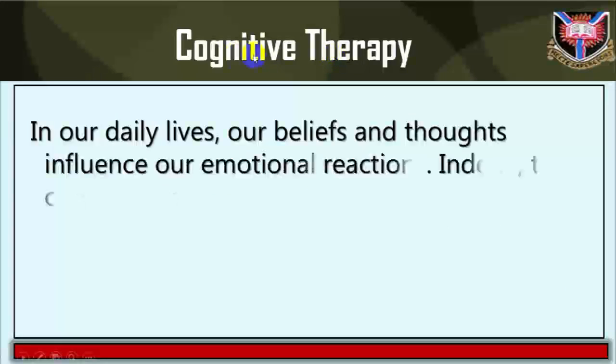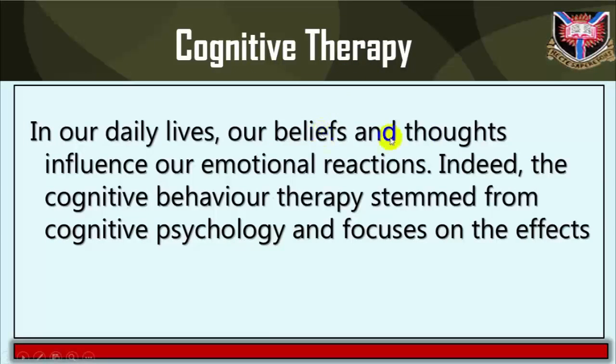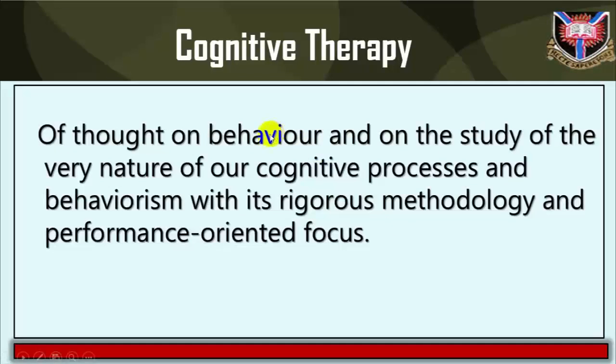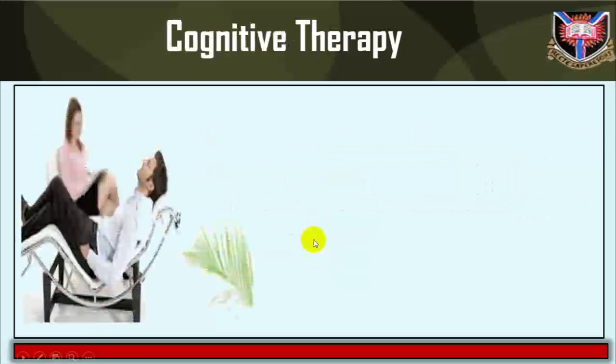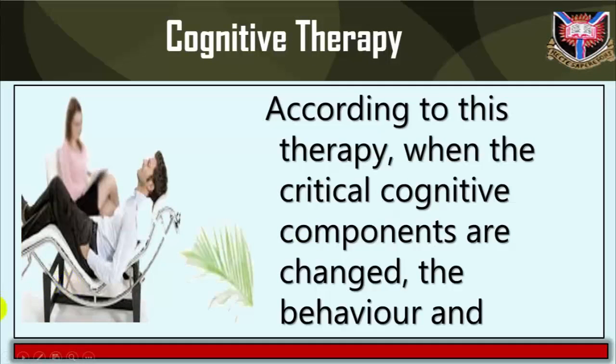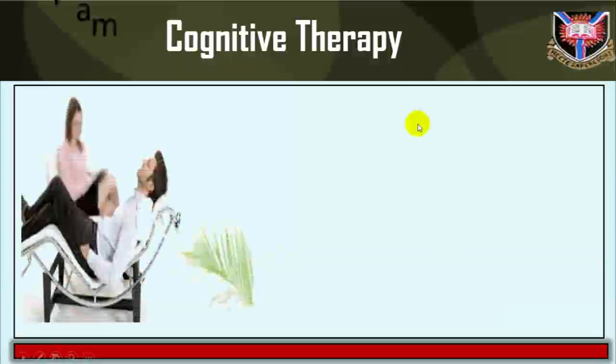Cognitive therapy. In our daily lives, our beliefs and thoughts influence our emotional reactions. Indeed, cognitive behavior therapy stemmed from cognitive psychology, which focuses on the effect of thought on behavior and on the study of the very nature of our cognitive processes, and from behaviorism with its rigorous methodology and performance-oriented focus. According to this therapy, when the critical cognitive components are changed, the behavior and the maladaptive emotions will change.